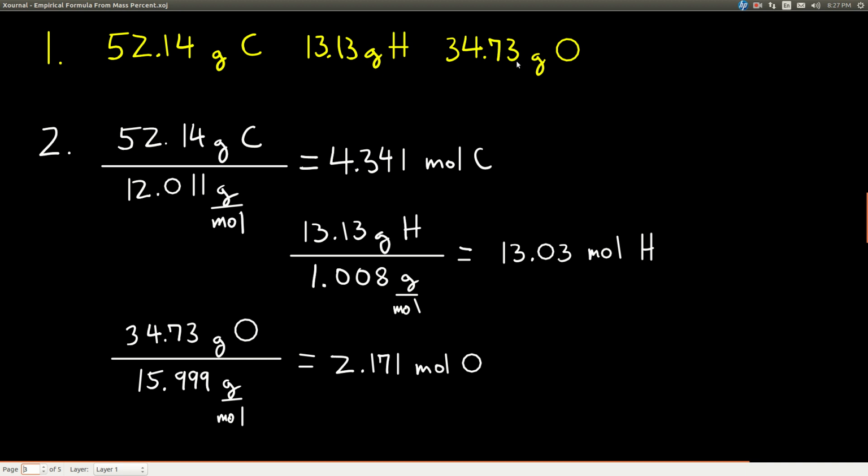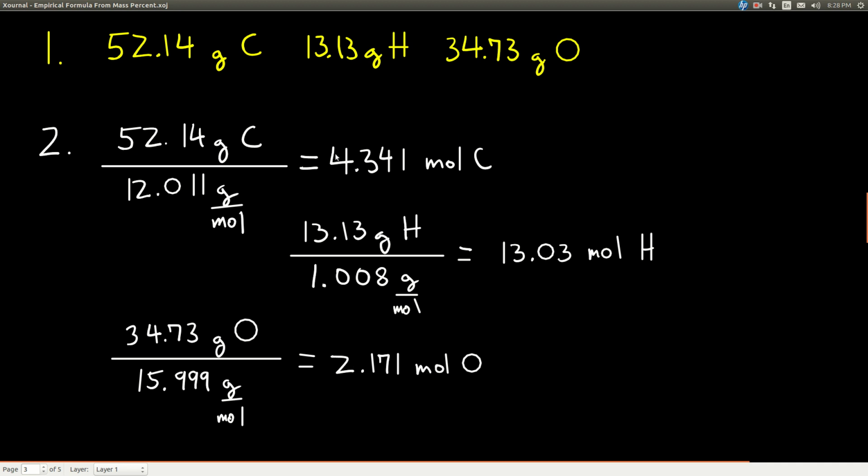That's step 1. Step 2, change the grams to moles by dividing by the molar masses. So 52.14 grams of carbon divided by 12.011 grams per mole. I got this number by just looking up carbon on the periodic table, and I read its molar mass right from there. And so I do that division, I get 4.341 moles of carbon. For hydrogen, when I do the same thing, I get 13.03 moles of hydrogen. And for oxygen, I get 2.17 moles of oxygen.